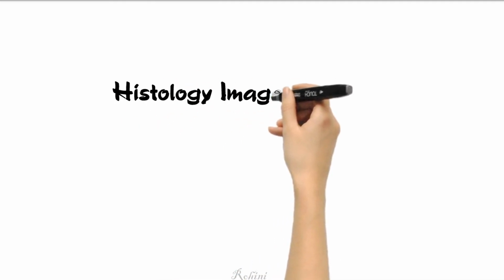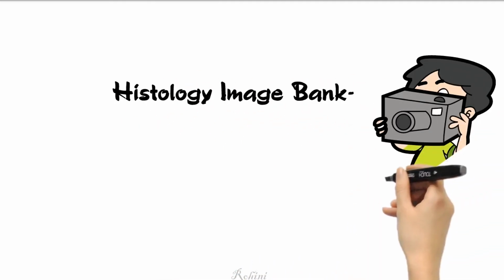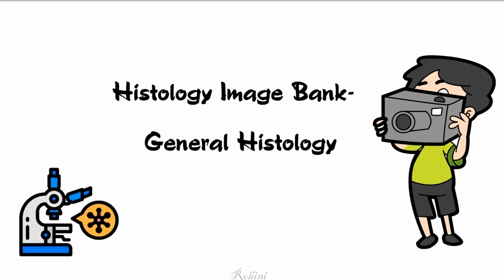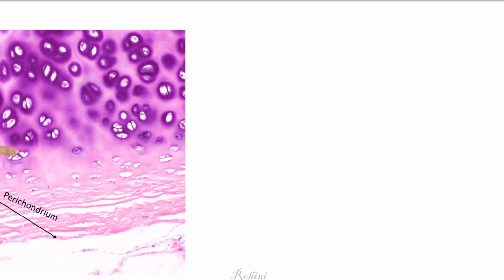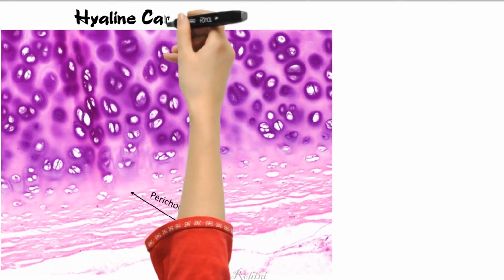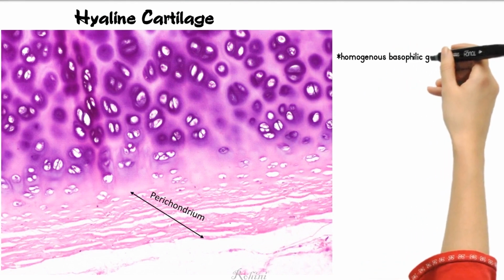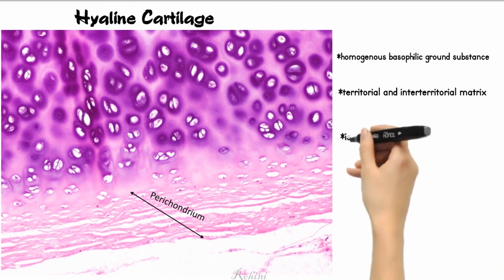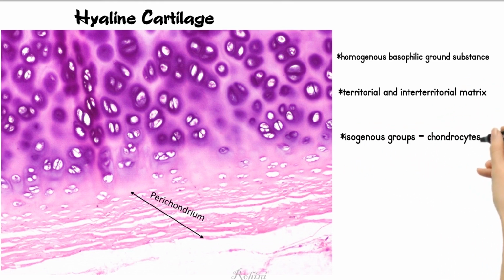These are photomicrograph images of H&E stained general histology slides. This slide can be identified as hyaline cartilage by the presence of homogeneous basophilic ground substance, isogenous groups of chondrocytes forming cell nests, and the darkly stained territorial matrix around these cell nests.